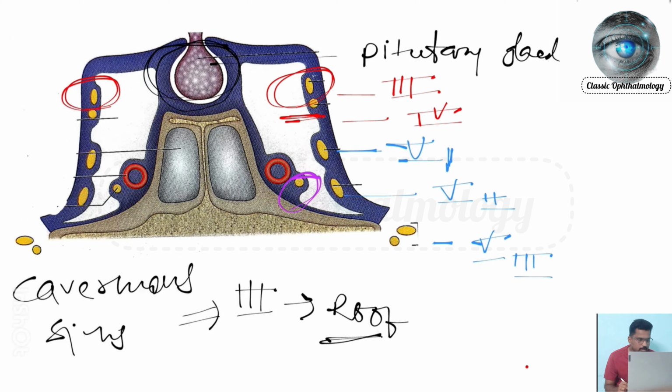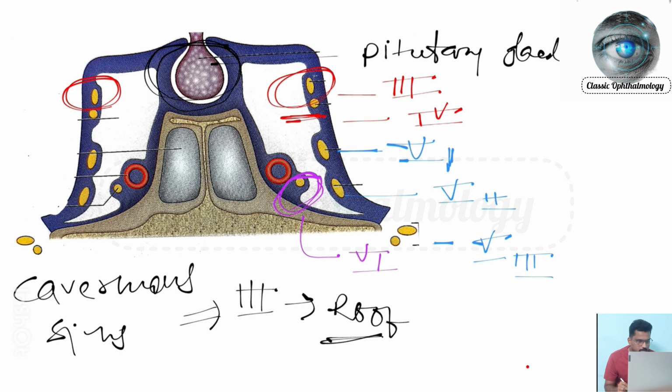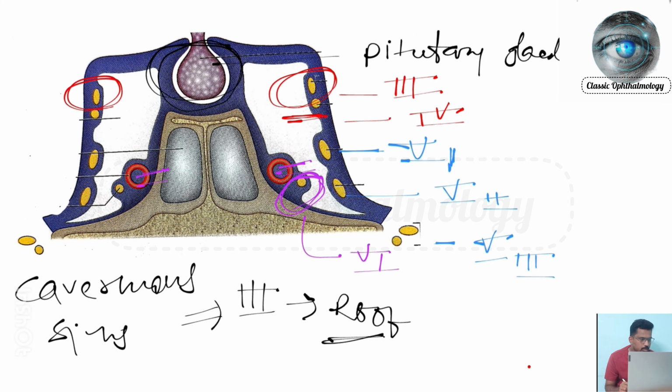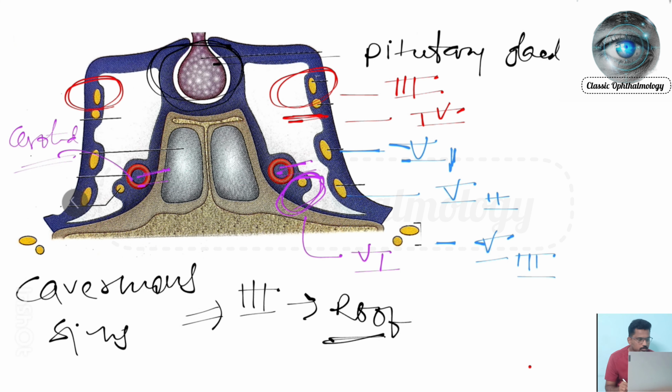Now inside this cavernous sinus we can see this nerve is the sixth cranial nerve, the abducens nerve, and medial to it lies the internal carotid artery. So this is the internal carotid artery.